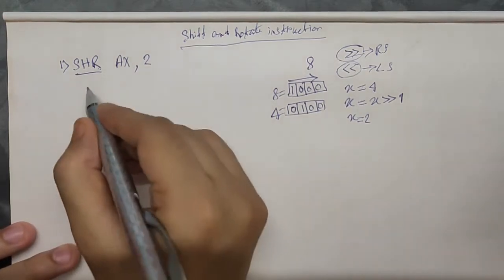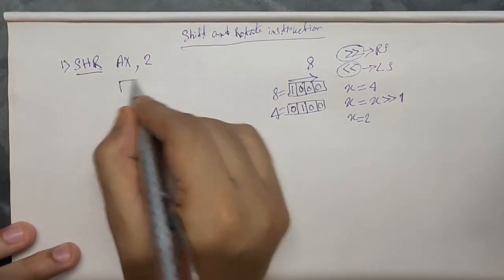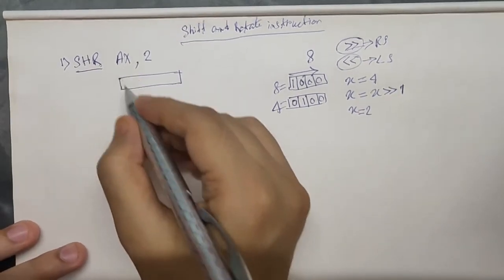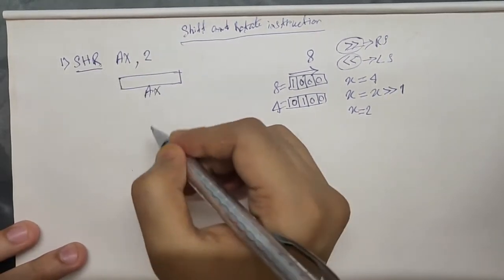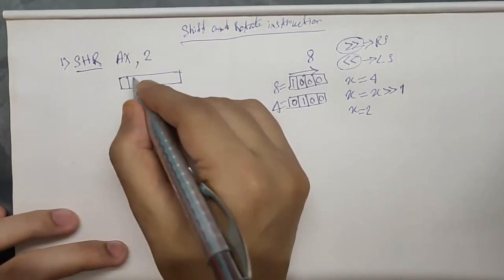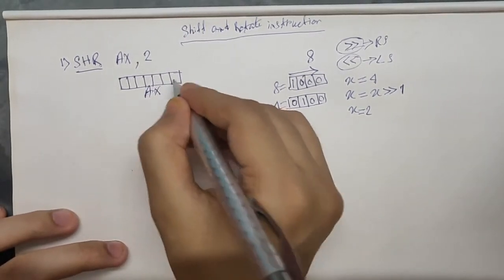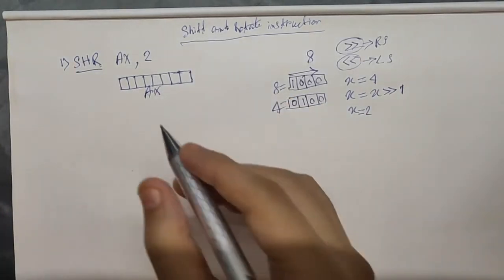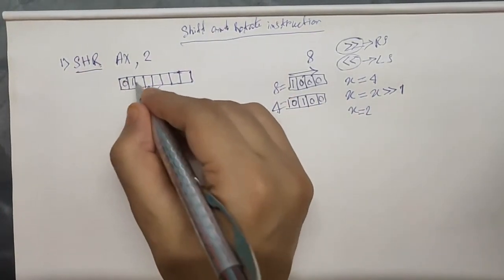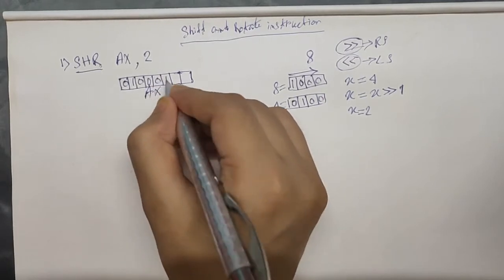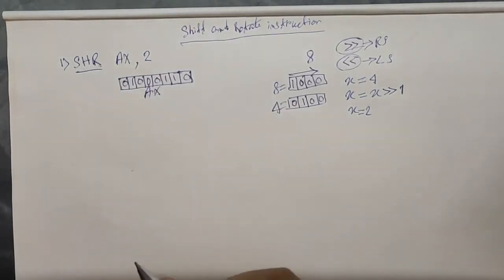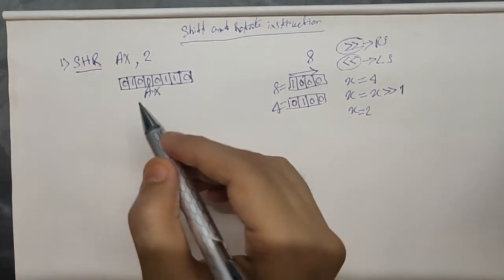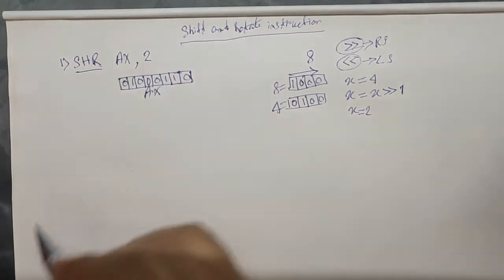So let us take an example. Suppose this is AX, our register, and this is an 8-bit register, 1 2 3 4 5 6 7 8. Okay, and we have the data 0 1 0 0 0 1 1 0, and I need to shift this two times to the right.